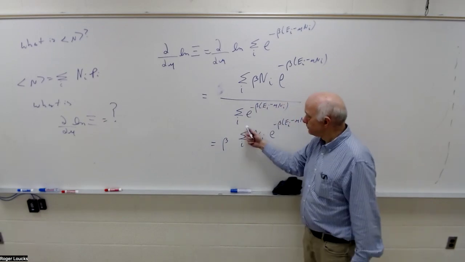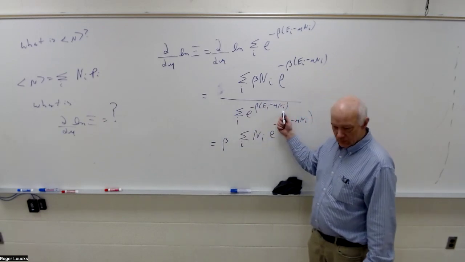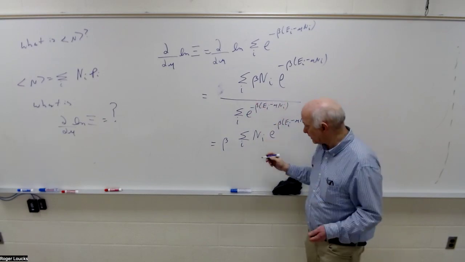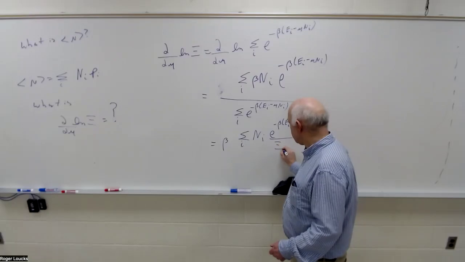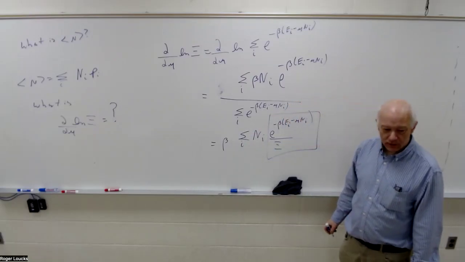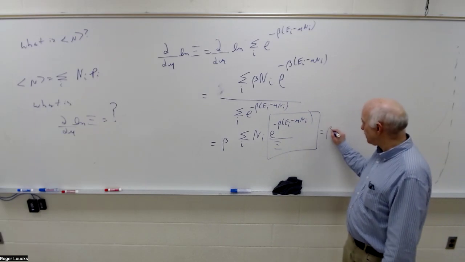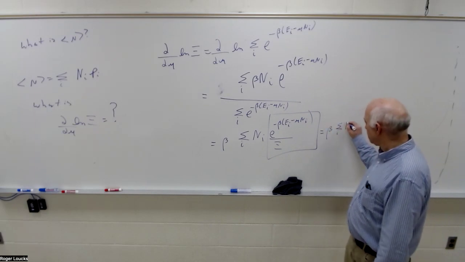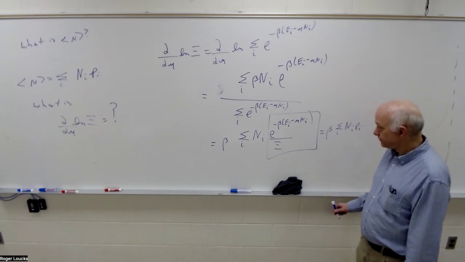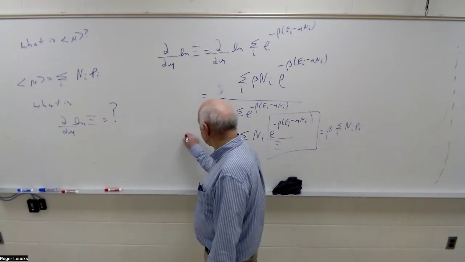Does this have a name? That's the grand partition function, so I can take that inside the sum because this doesn't depend on i anymore. I can do this. Does this have a name? Yeah, probability. That's my probability. So this is beta times the sum on i of n_i P_i. That's what this is here.